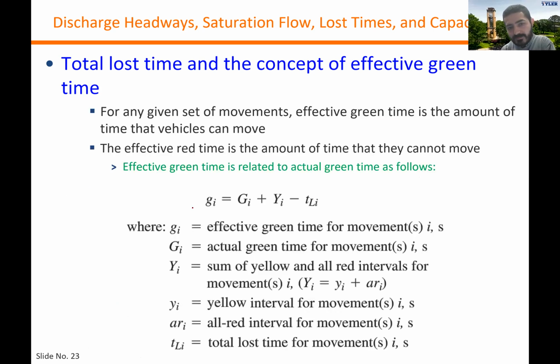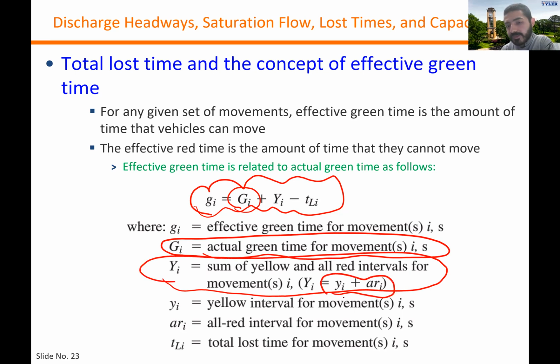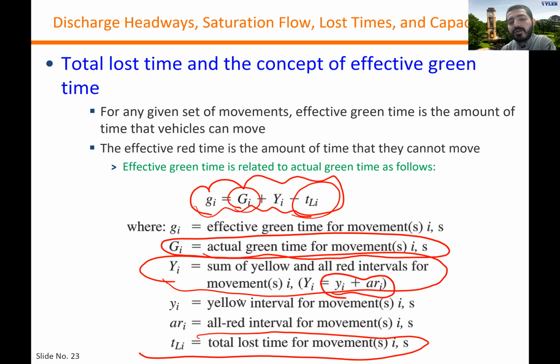We also discussed the concept of the effective green time. Effective green time is how much time every vehicle can use to clear the intersection. It's not just the actual green time for any movement, which is capital G. It's actually GI, the actual green for the movement, plus capital YI, which is the summation of the all red time and the yellow time, minus TLI, which is the total lost time per movement.